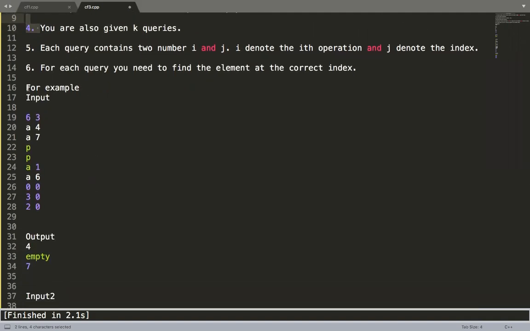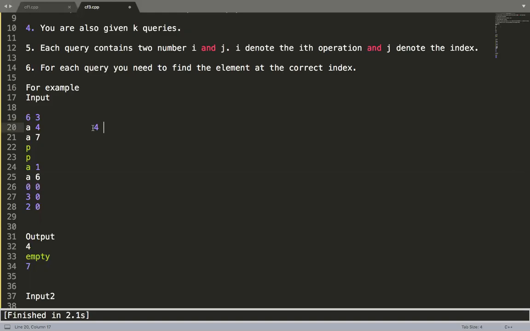So we are given six operations and three queries. You will be given six operations like this: append or pop. If it is append, then you are also given a number, and you will be given three numbers. Now after the first operation, and the indexing is from 0, if I am saying after the first operation, it means after the zeroth index operation. So I'm going to write 4 after the first operation.